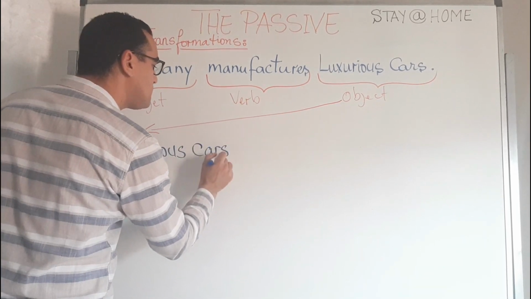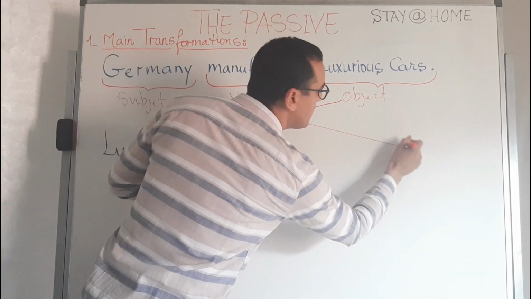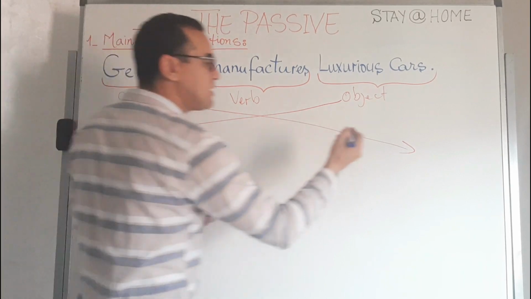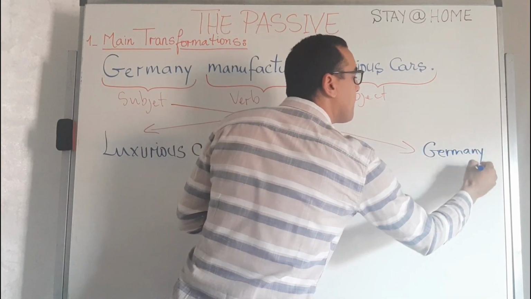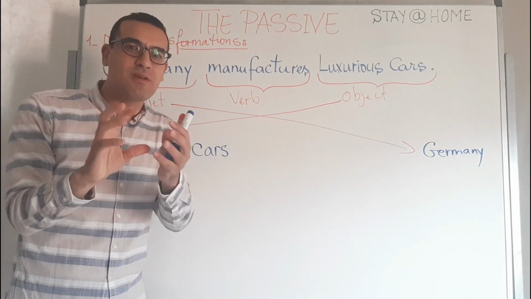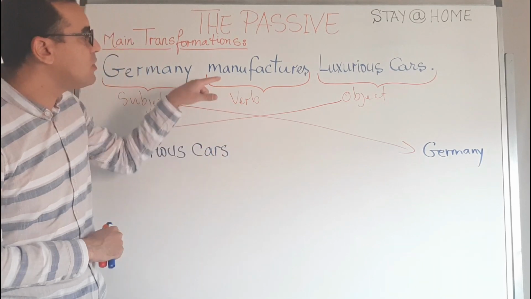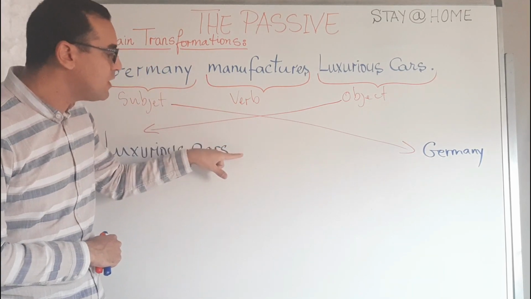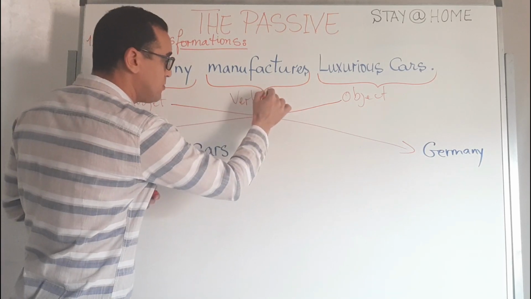cars, and we switch the position of the subject into the final position, the end position, which is Germany here. Okay? Then the most essential and, to a certain extent, the most complicated operation is when you want to put the verb into the passive form. So here we have this verb. It's very essential. You should pay attention to it.